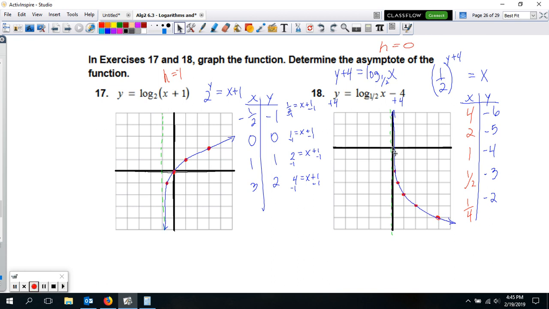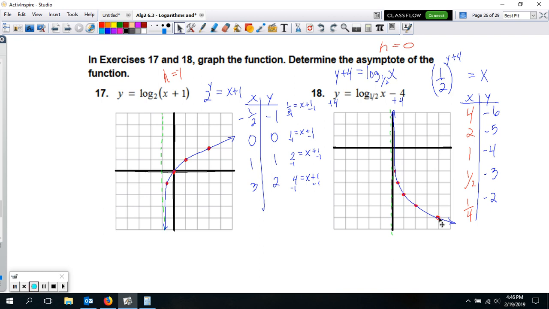So our graph, there's our asymptote. I did it with a green dashed line again, just right over the y-axis. And I started plotting these points. So I got 4, come over 4, and then down to -6, come to 2, down to -5, 1 down to negative 4 when I go to 1. If I go to a half right here, I'm going to be going down to negative 3. And if I go to 1/4, I'm going to come down to negative 2.